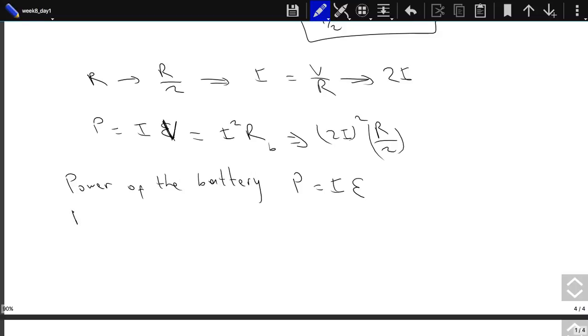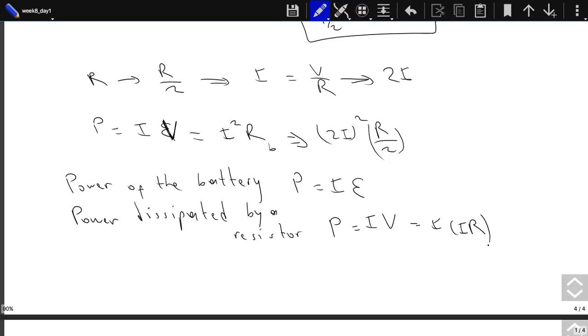Now, the power dissipated by a resistor is P equals I times V. In this expression, V is the potential difference across a resistor. Hence, we also know that the potential difference across a resistor is I times R. Or you can say that the current is the potential difference across the resistor divided by R. These are all valid.